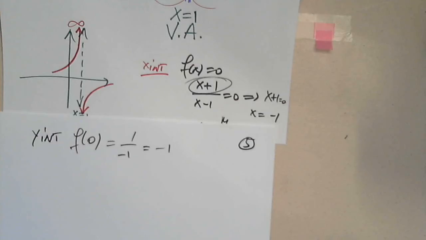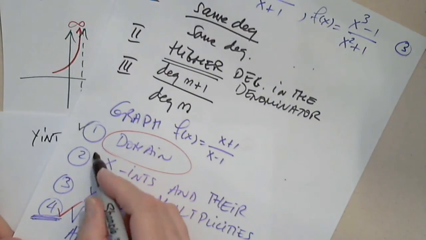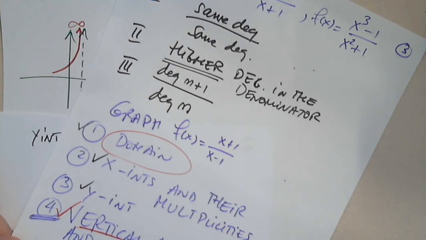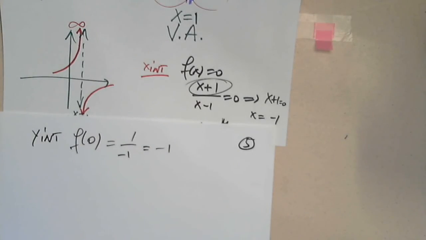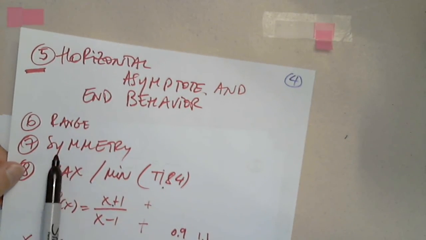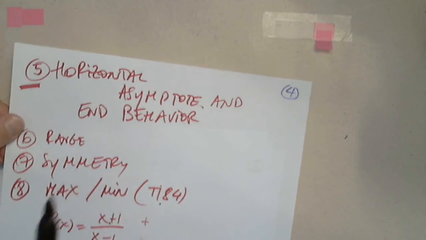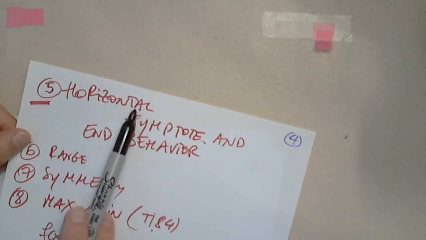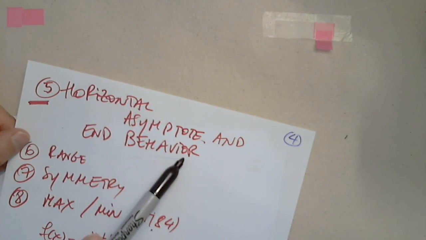So we accomplished everything so far. All these are done: the domain, x-intercept, multiplicity just 1, y-intercept, vertical asymptote, and the end behavior. The range, we'll have to graph it first, max-min with the calculator. Symmetry, we're going to talk about in a minute. So I'm finally down to finding the horizontal asymptote.